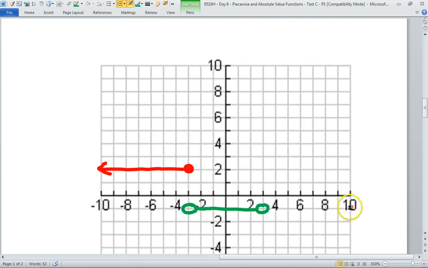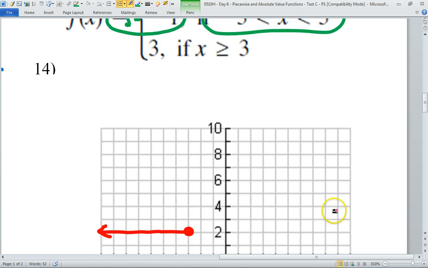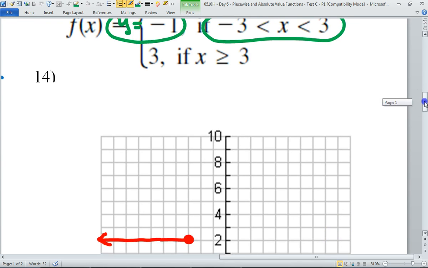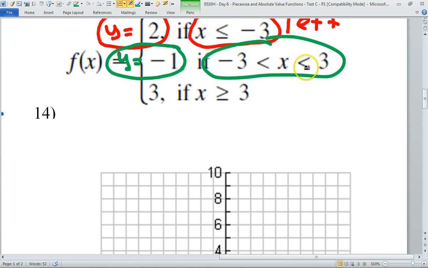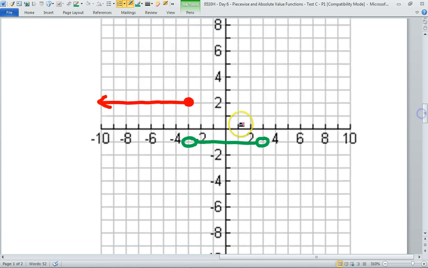Now, which ones are filled in? None of them. Okay, none of them have the or equal to on it, so I will leave them both open circles like this. So that's what that part of the graph should look like. Okay, so now we'll graph. Any questions?